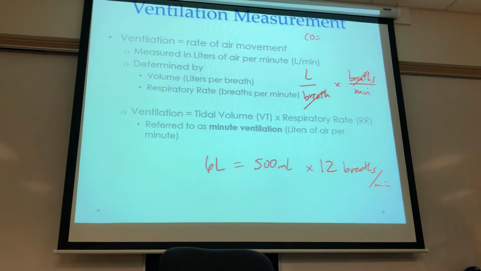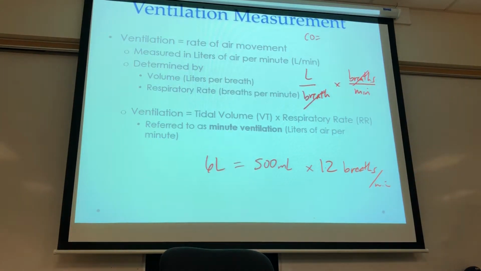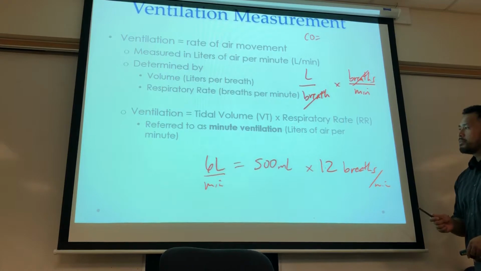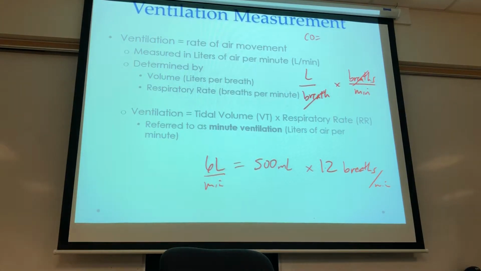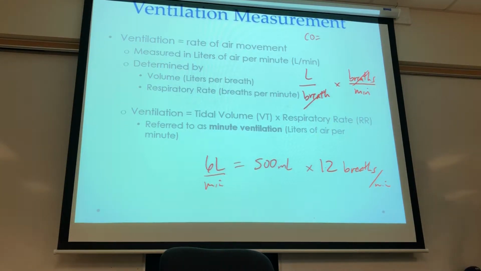So looking at this, 500 mils of air times 12 breaths per minute comes out to about 6,000 milliliters per minute. That is something that we want to look at as normal ventilation. How much air are you breathing in and out of your lungs in a minute? It comes out to about 6 liters per minute, generically speaking.